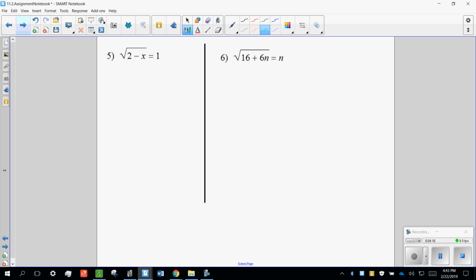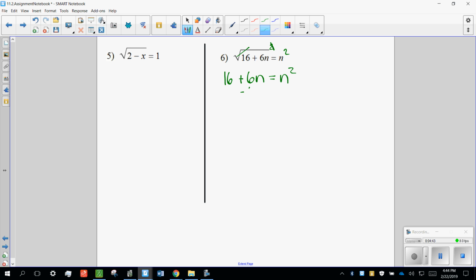Let's do number 5 real quick and easy. There's no squareds there, no x squareds. So let's do number 6. Got a square root by itself. We square both sides. The square and the square root cancel each other out. We're left with 16 plus 6x equals n squared. All right, it doesn't matter which way we move this, but I like my n squareds to be positive.